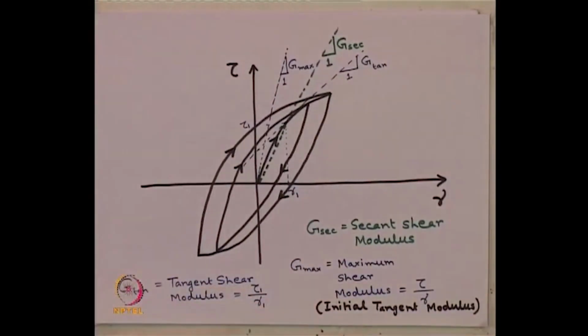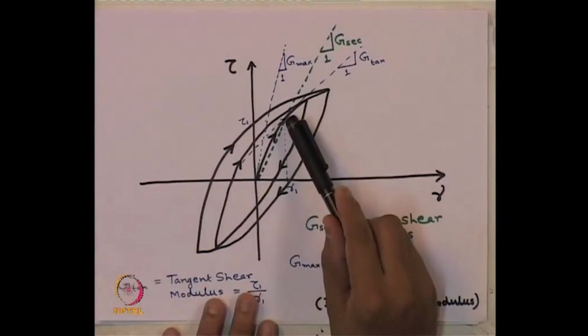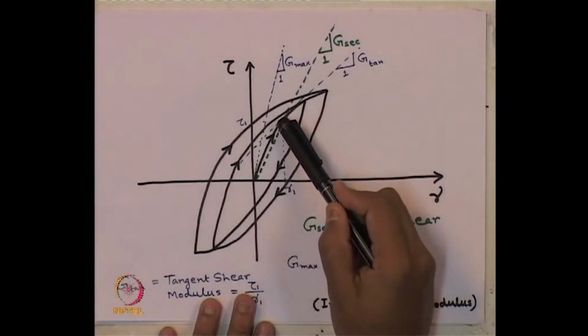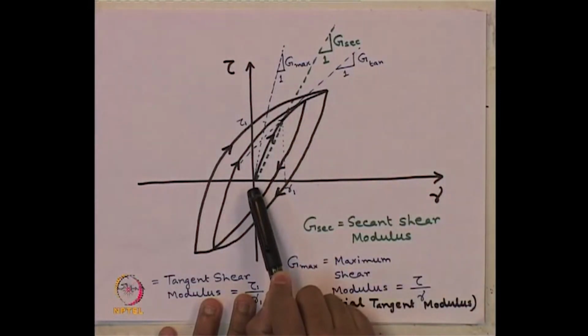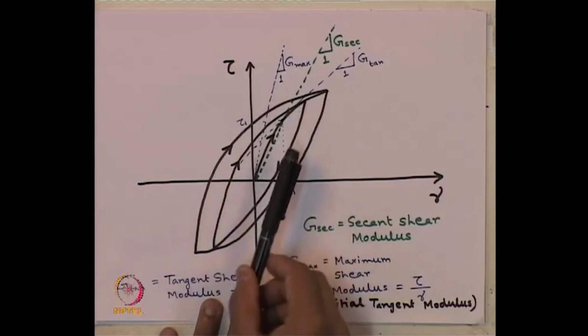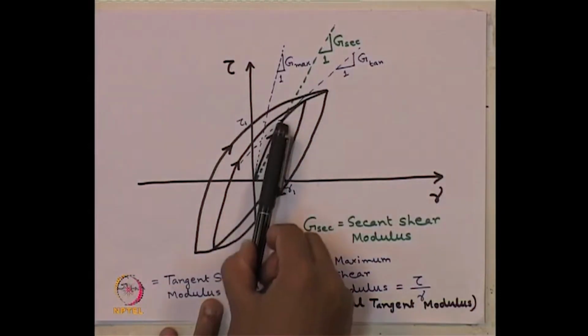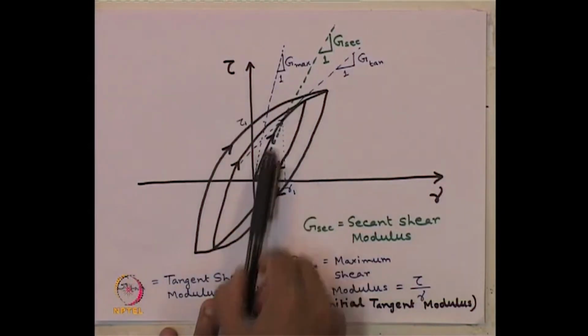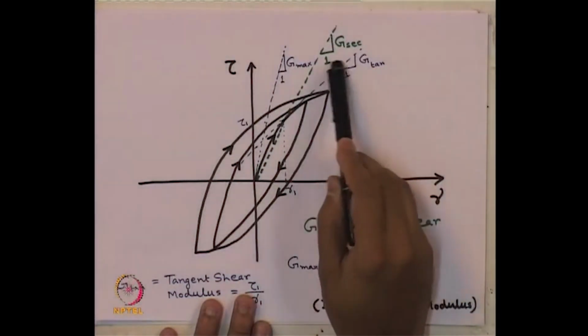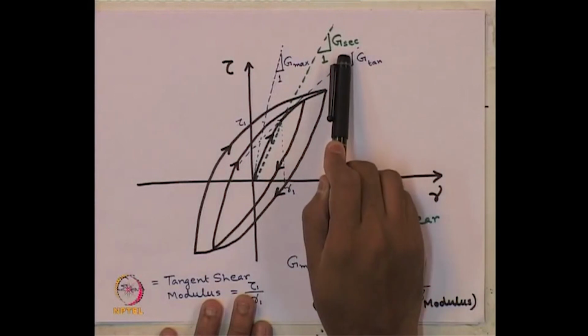Okay. So, let us look back at this picture again. At this point, as I said, if we want to do the analysis at gamma 1, we have joined this point to the basic origin point by a simple straight line. So, we are considering equivalent linear behavior of the soil as if tau gamma is following this path, though it is not so. So, the slope of the curve is G secant.